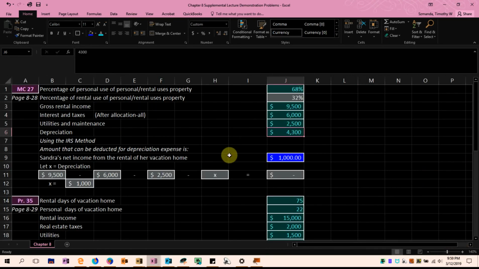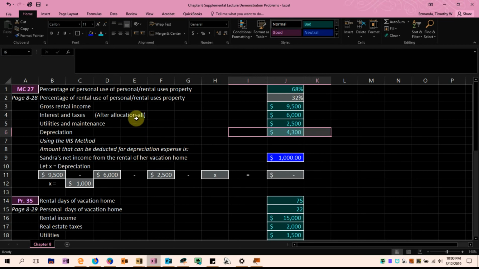All right, so I have two examples then. In multiple choice number 27, we have a case where the percentage of personal use on the property is 68%. Therefore, the percentage of rental use would be 1 minus 68%, or 32%. So we have gross rental income of $9,500, interest and taxes of $6,000, utilities and maintenance of $2,500, and depreciation of $4,300. The question is, how much of the depreciation, which is listed last intentionally, because it's subordinated to the other expenses, how much of this $4,300 can we deduct for rental purposes? By the way, these expenses are listed after allocation. So we don't need to allocate in this particular example between rental and personal use. They did that for us. All we need to determine is how much of this rental cost of $4,300 can we actually deduct?